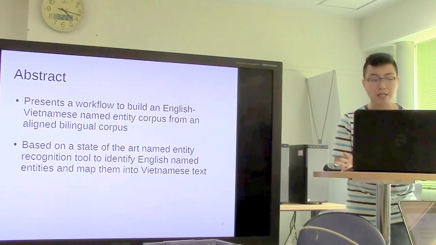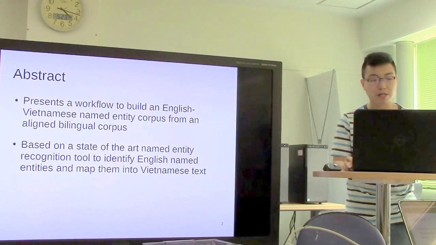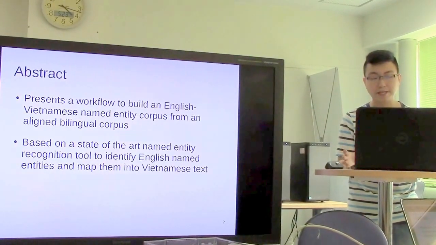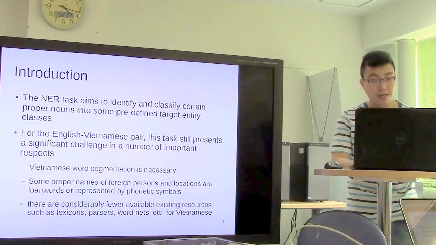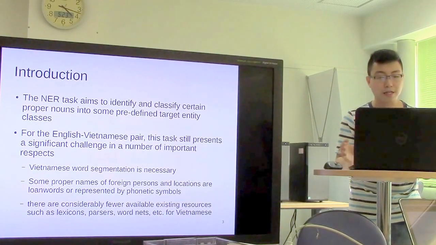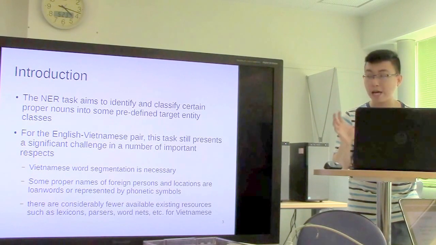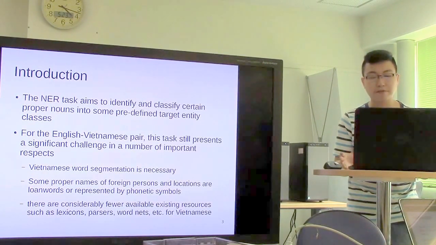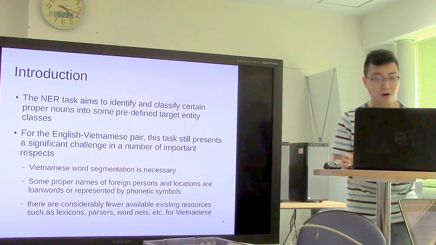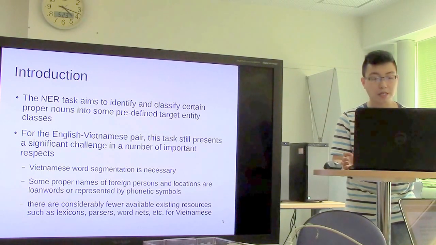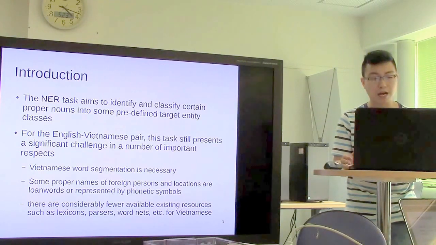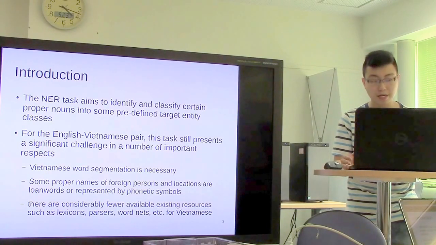This work is based on a Stanford named entity recognition tool to identify English named entities and map them into Vietnamese text. Introduction. Named entity recognition aims to identify and classify certain proper nouns into some predefined target entity classes, for the English and Vietnamese pair. This task still presents a significant challenge in a number of important respects.